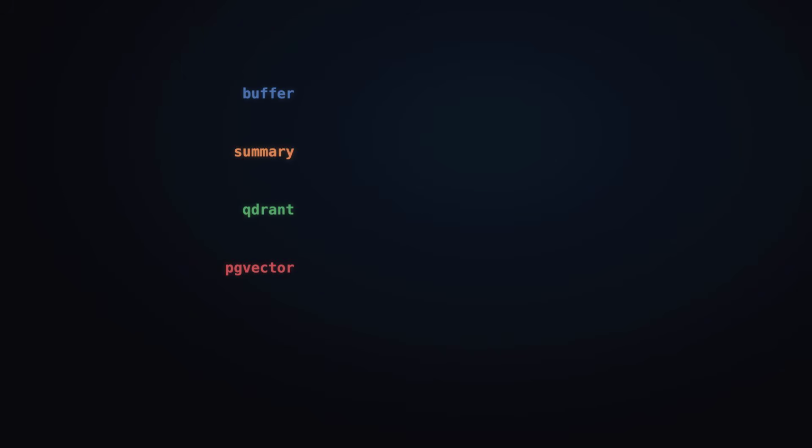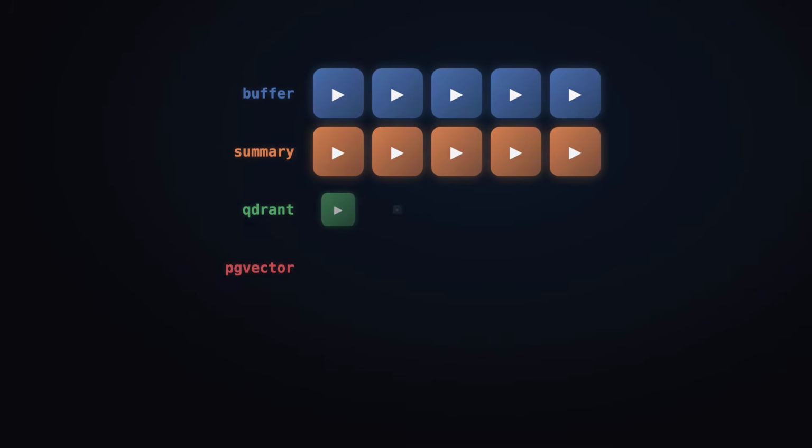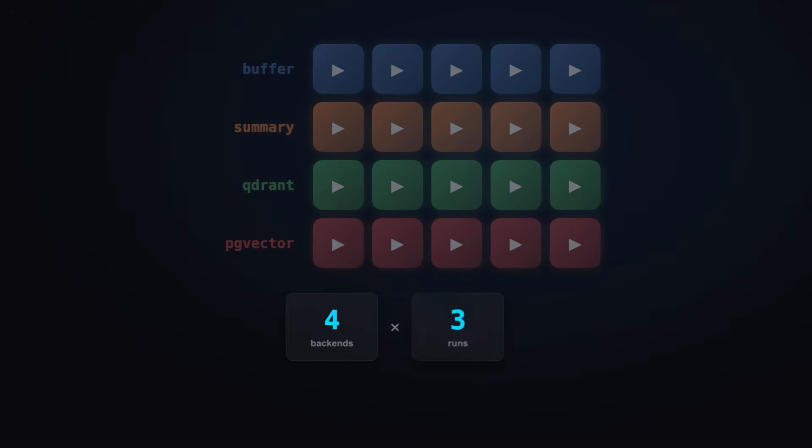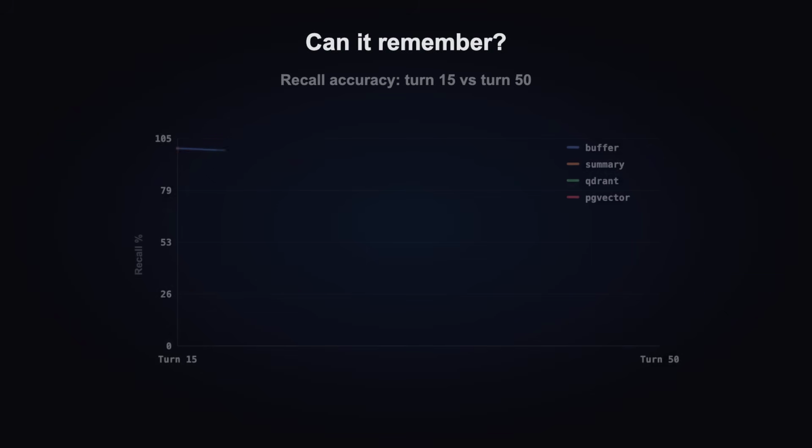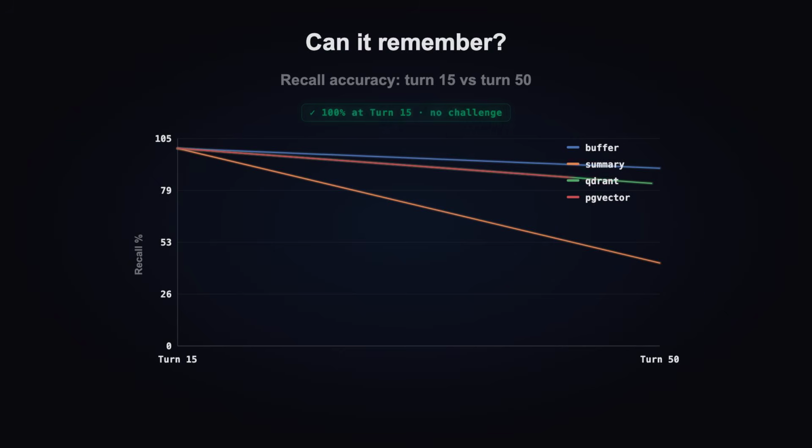Each backend runs 5 times for statistical reliability. That's 4 backends times 5 runs times 50 turns. That's 1,000 LLM calls minimum. Let's start with the most important metric. Can it remember? At turn 15, all 4 backends achieve 100% recall.